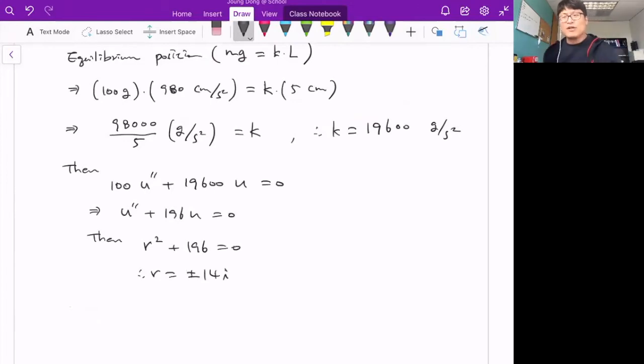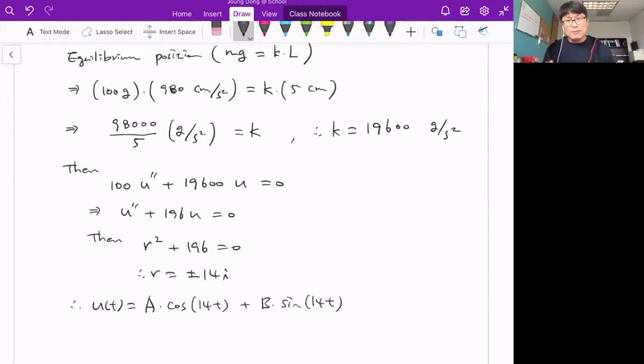There we go, it's a complex number. Then we know how we can find the general solution of this one, right? But for this case, there's no real part, we have only the complex part. So here we go. The general solution, u(t), is equal to coefficient A times e to the 0, which is 1, so you don't have to worry about the exponential function part. And we're going to write cosine 14t and B sine 14t. That's it. This is your general solution.